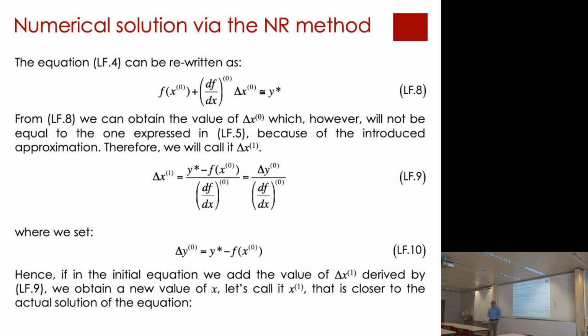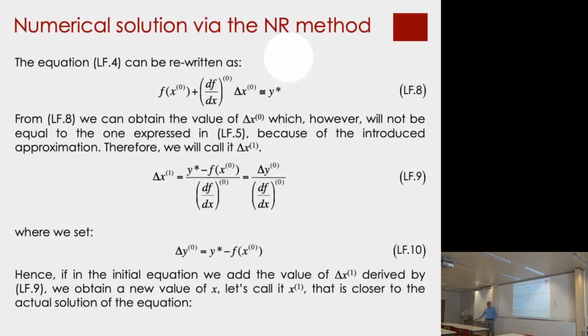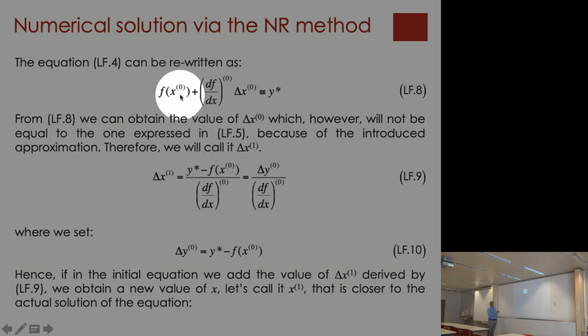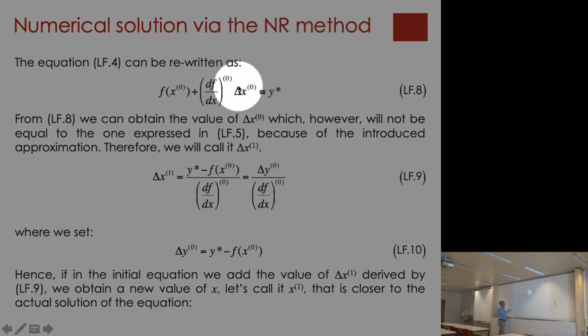Now, in this equation, I know everything except delta x0. Y star is given, these are my external constraints. F of x0 is given because I can compute my load flow equations in x0, which is my initial guess. The df over dx is known because my f of x is differentiable, so I can express df over dx. So the only quantity that I have to compute is delta x.